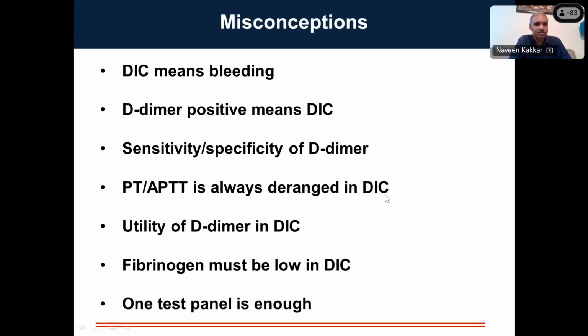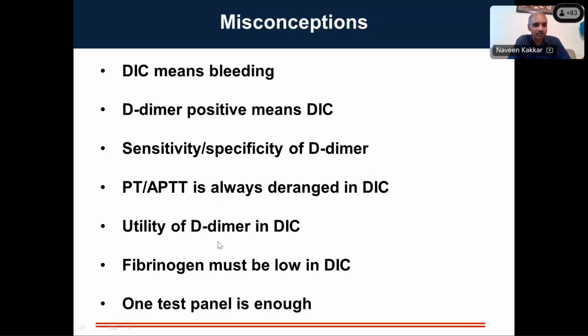Another misconception is that you will always have PT, aPTT deranged in DIC. Does not always happen. Especially in the initial stage when eager clotting is happening, PT and aPTT might even be short, a little bit shorter than normal. It's only in the late stage that they get prolonged when all the factors are consumed. And I already mentioned the utility of D-dimer in DIC. So if your patient seems to have DIC and the D-dimer is positive, then it supports your diagnosis.